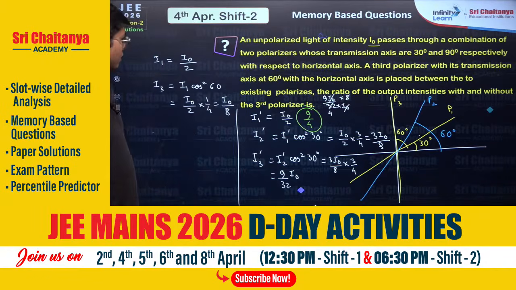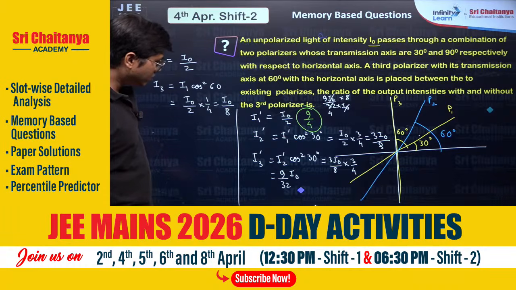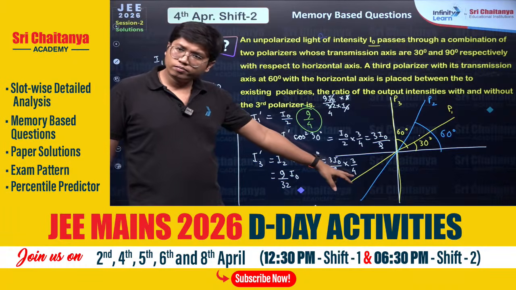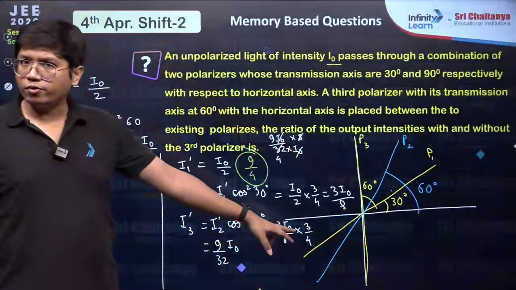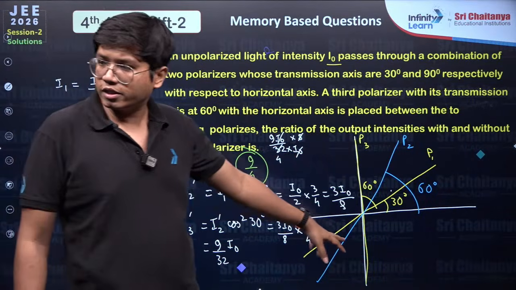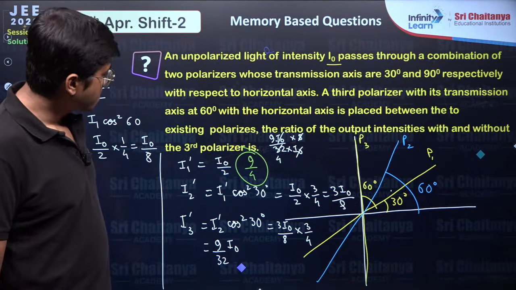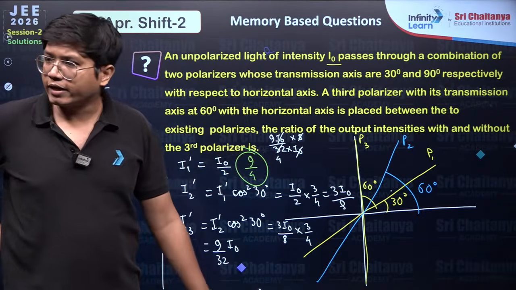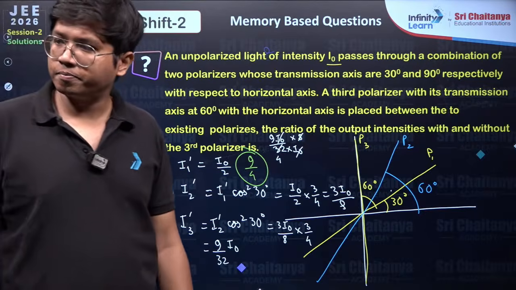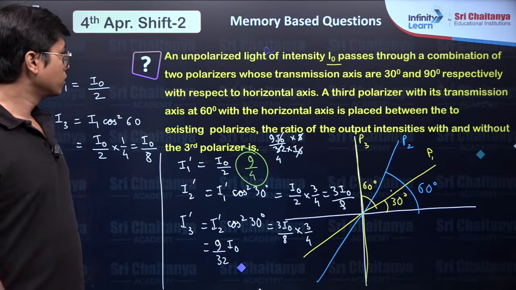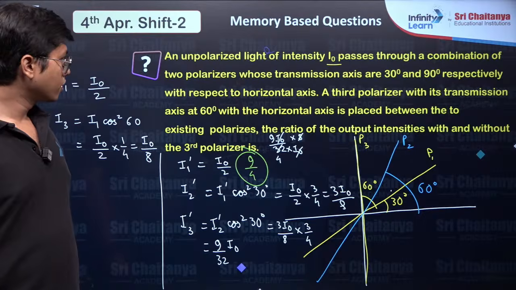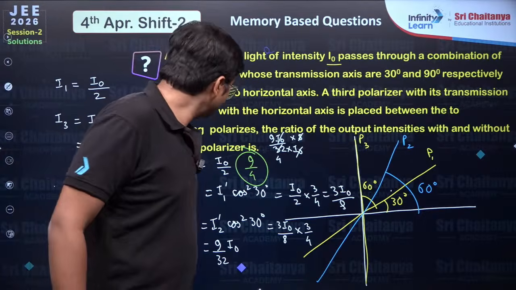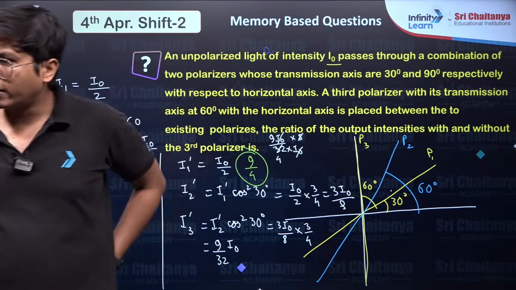36? Where 36? 8 into 4 is 32, no? 8 into 4 is 32, not 36. Did I make a mistake? No. 9 by 4. I get 9:4. Check once. It's not 9 into 4. Yeah, it's 9:4.